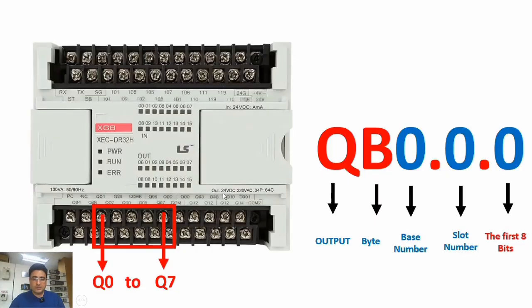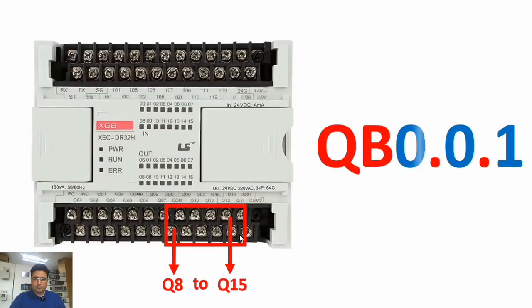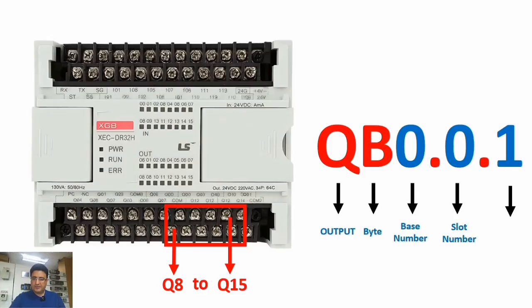Now, if we want to address the second byte, or the second 8 bits, or the second 8 outputs all at once, it would be done like this. That is, from output Q8 to output Q15, this is how you address them. Q byte 0.0.1. So the initial part of this address is just like the previous one, but this final 1 indicates our second 8 bits, or our second byte, or our second set of 8 outputs.